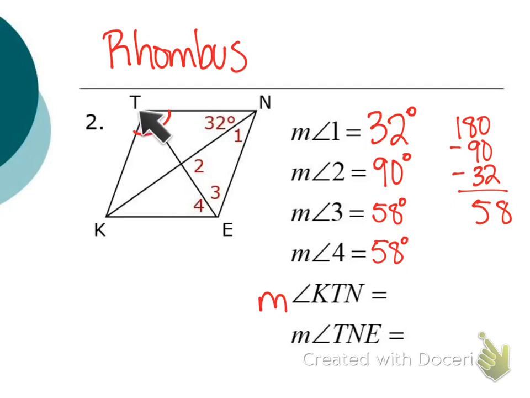Very good. This angle up at T, the whole big angle at T, is going to be congruent to the whole big angle at E because this is a parallelogram. So if we add angles 3 and 4 together, that'll give us the measurement we need. 58 plus 58 is 116 degrees. Questions about measurement of KTN?